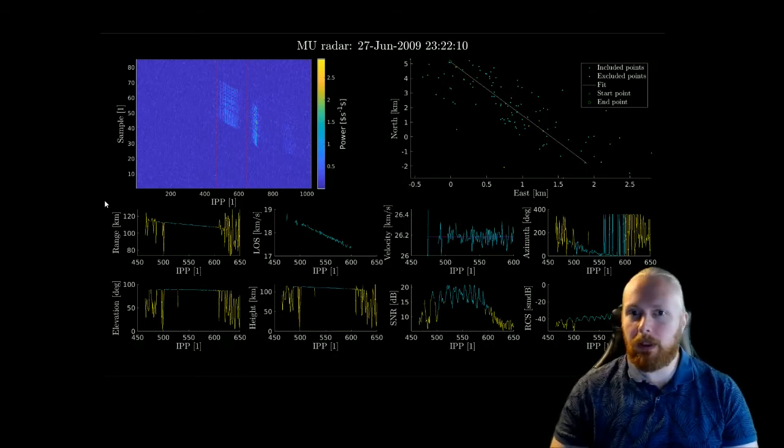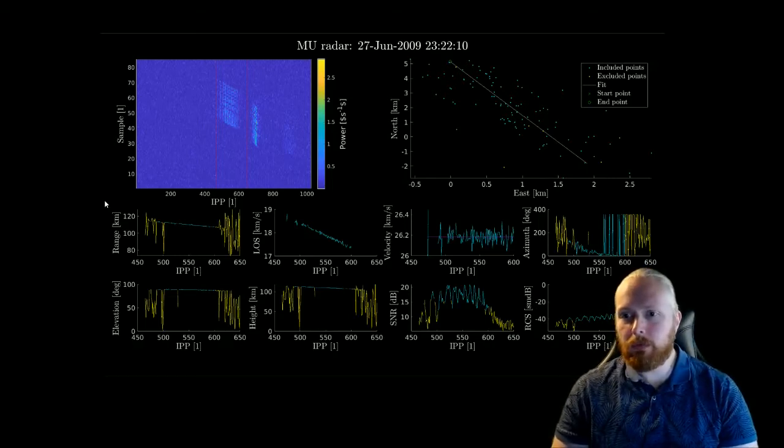To start off with, I want to show a typical example from the Mu radar. Here in this picture we see a so-called range time intensity plot. Here are the samples in the received coded sequence, and here are pulses on the x-axis. This block of higher received power is the reflected code from the meteor head.